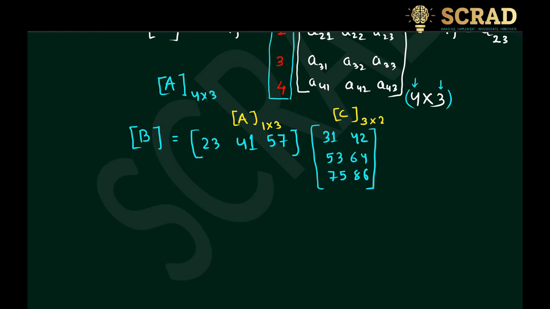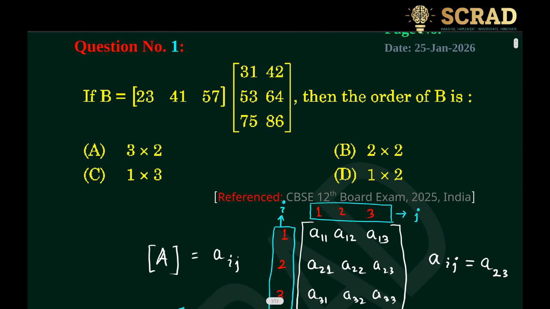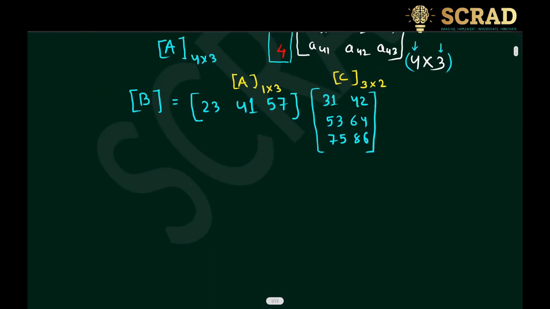So this is the dimensional representation of a matrix. The first matrix I represented as A, the second matrix is C, so A has the dimension 1 cross 3 and C has the dimension 3 cross 2, right? So now the question is, what is the order of B?